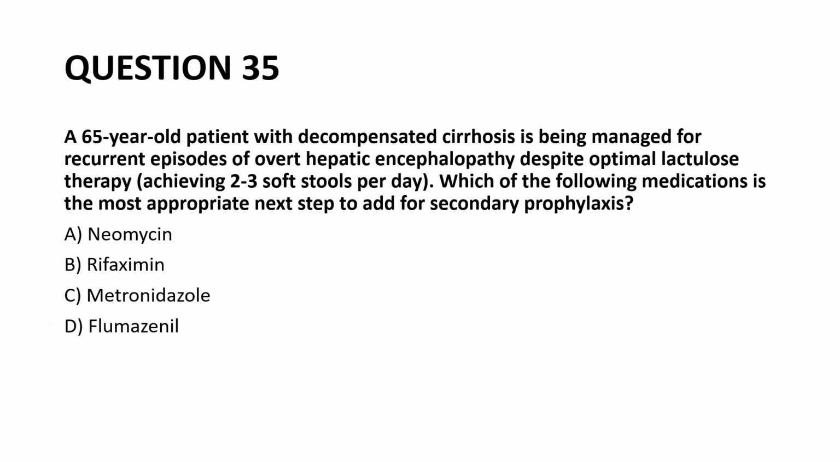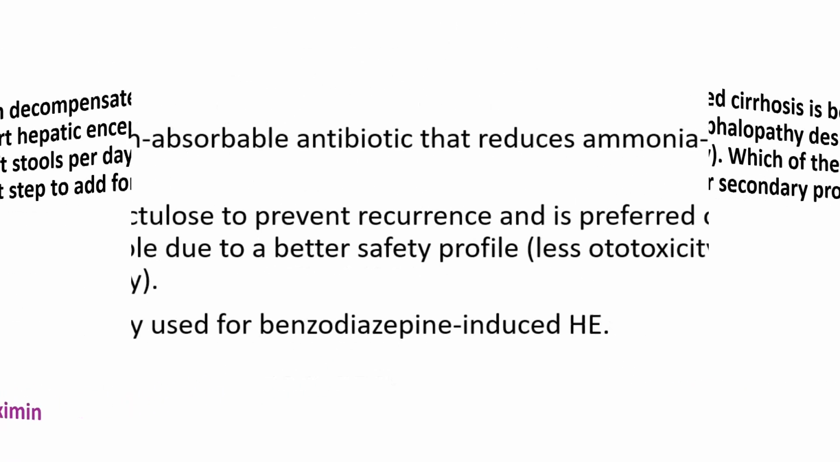A 65-year-old patient with decompensated cirrhosis is being managed for recurrent episodes of overt hepatic encephalopathy despite optimal lactulose therapy. Which of the following medications is the most appropriate next step to add for secondary prophylaxis? Neomycin, rifaximin, metronidazole, flumazenil. The correct option is B, rifaximin.